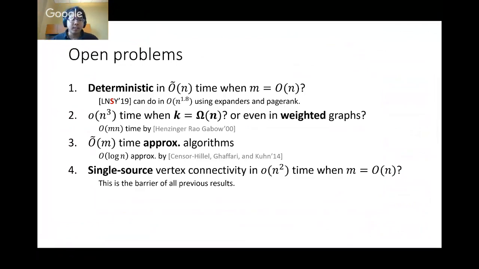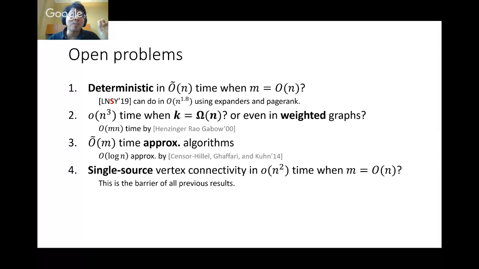And the next thing is single source vertex connectivity. This is the problem where you fix some source S and you want to check whether, for each vertex T, the connectivity from S to T is at least K. Okay. So we don't know how to break n² time. And I would like to say that this is really the barrier for all other previous results.